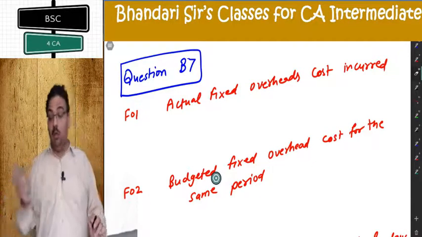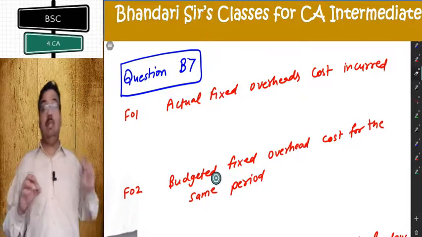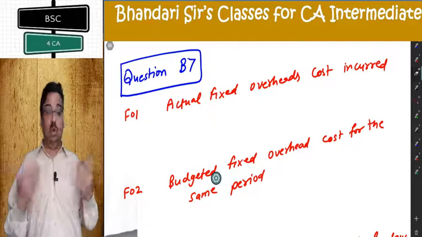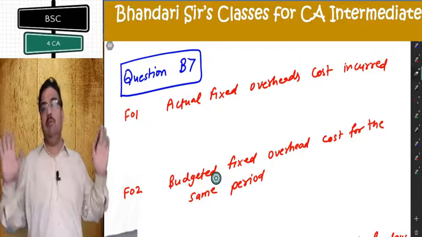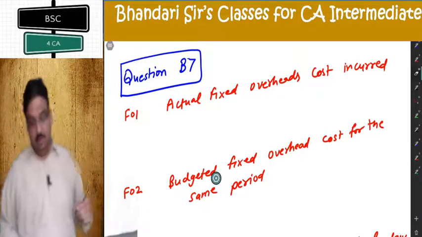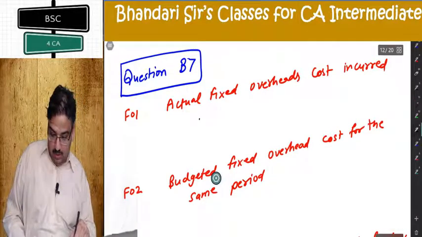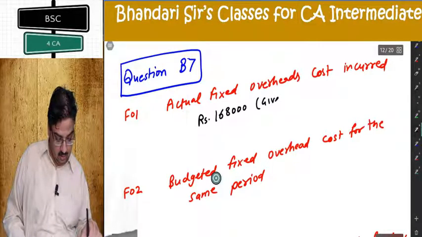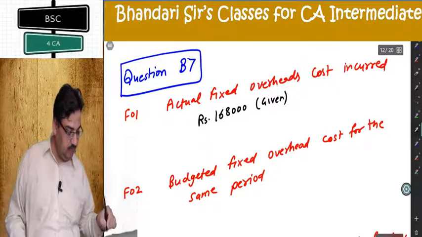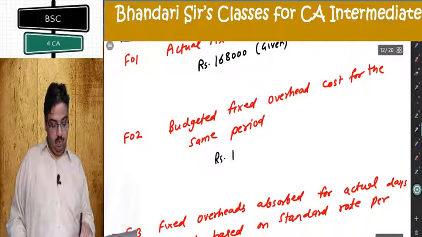And the 4th column is output per man hour. Once I get the correct man hours, I multiply that with this output per man hour, and I will get the total output. So FO4 and FO5 are important in this question. Other than that, very simple question. Looking step by step, first step, actual fixed overhead is given in the question at rupees 1,68,000. Similarly, FO2 is 1,60,000, given.